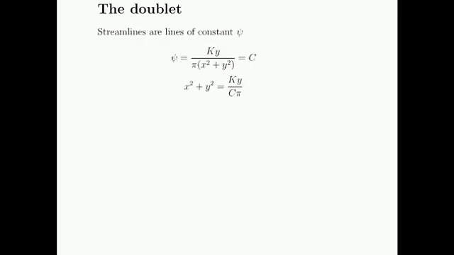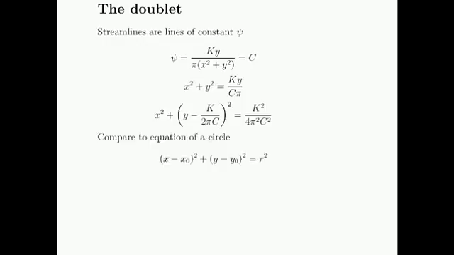on c pi. And then if I gather those terms involving y together, well, actually, if I rewrite this term in the form of the expression for a circle, you can see that that's just telling me that the streamlines are circular. So I'm just rewriting this equation now so that I've got x squared plus y minus some constant squared is equal to some constant. And if you compare that to the equation for a circle, hopefully you can persuade yourself that those streamlines are just going to be circular. Can everybody see that?